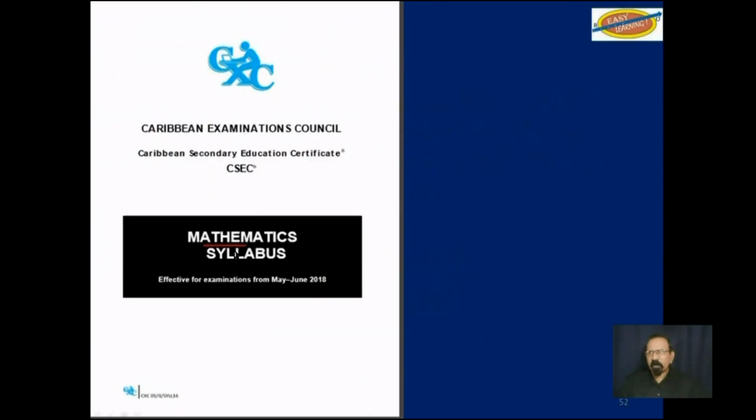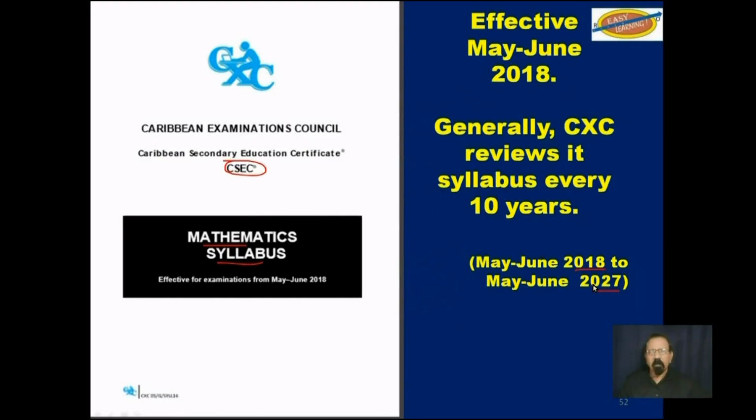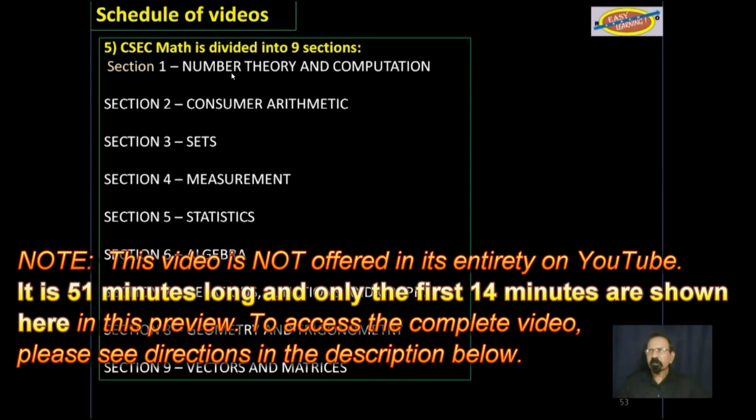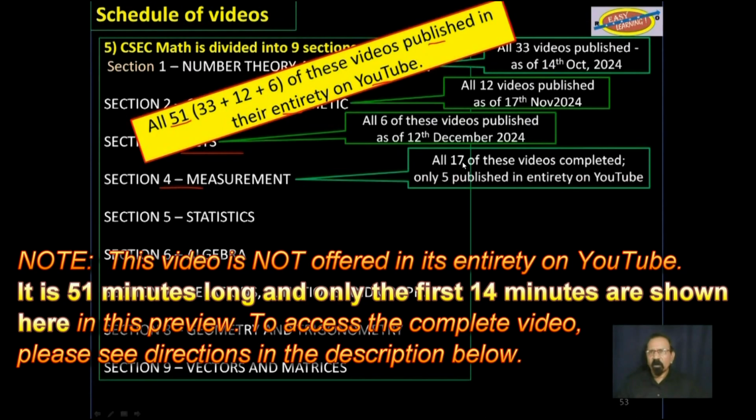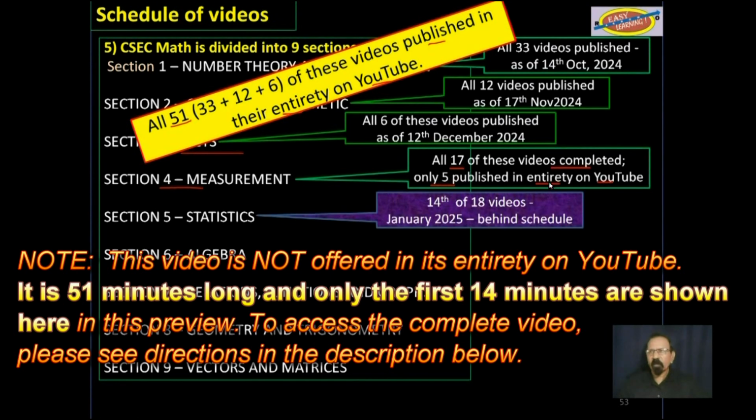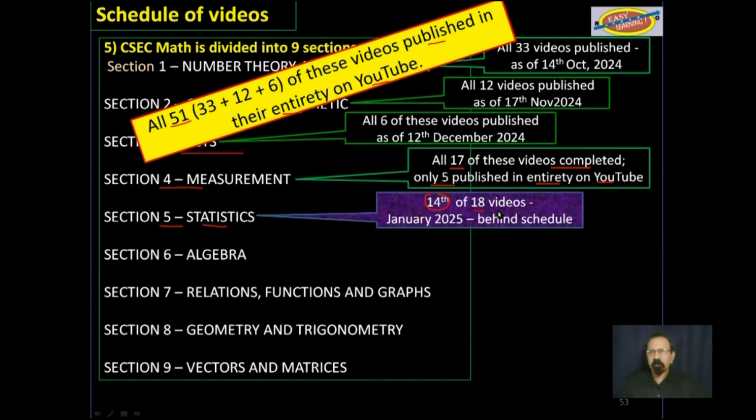We continue with the mathematics syllabus for CSEC 2018 to 2027. Schedule of videos. These first three sections, all 51 of those videos, have been published in their entirety on YouTube. Section 4, measurement. All 17 of these videos are completed, but only 5 are published in their entirety on YouTube. We are now on section 5, statistics. This is the 14th of 18 videos.